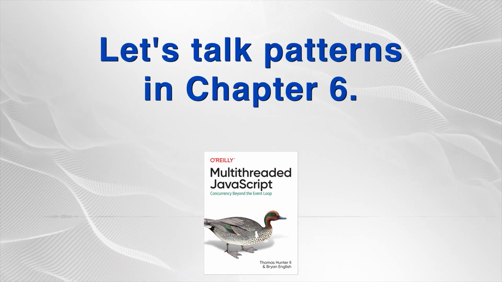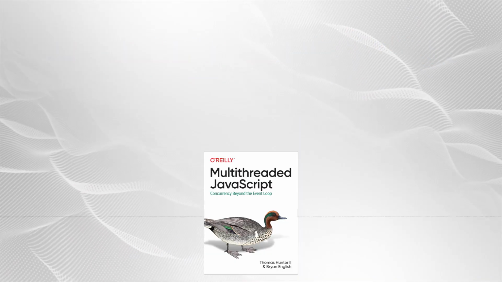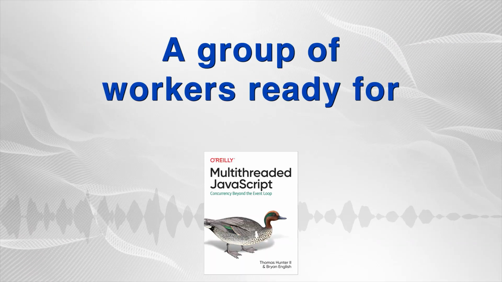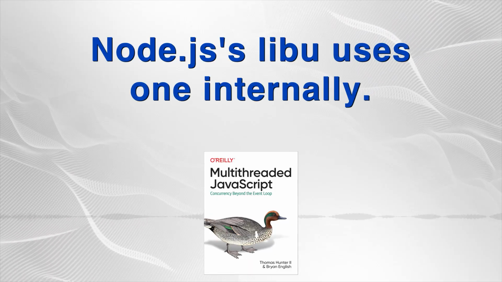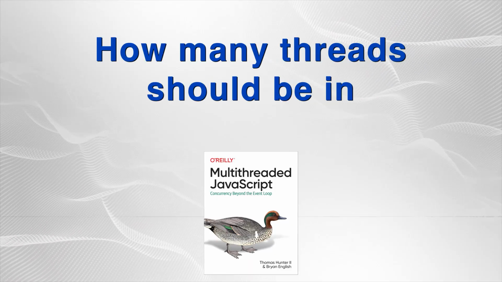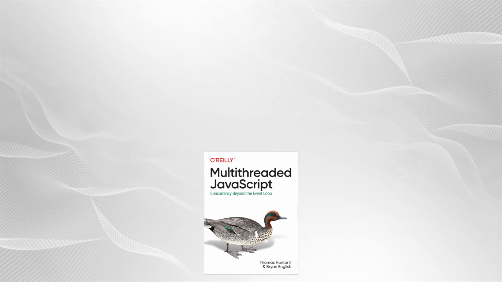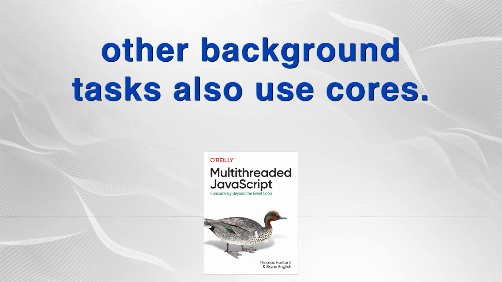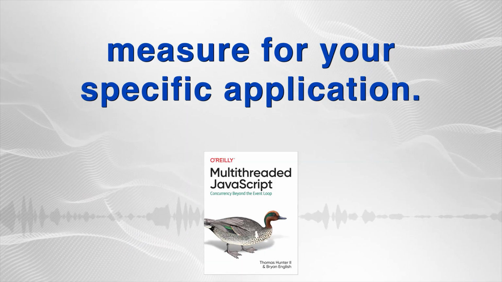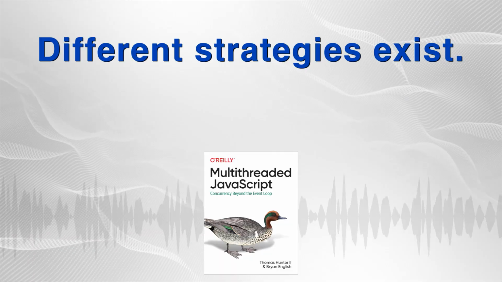Great. Let's talk patterns in Chapter 6. These build on the basic atomics and SharedArrayBuffer. The thread pool is a classic, a group of workers ready for similar CPU-heavy tasks. Node.js's libuv uses one internally. How many threads should be in the pool? Often, it matches the number of CPU cores. But remember, your main thread and other background tasks also use cores. You really need to test and measure for your specific application. How are tasks given to workers in the pool? Different strategies exist.